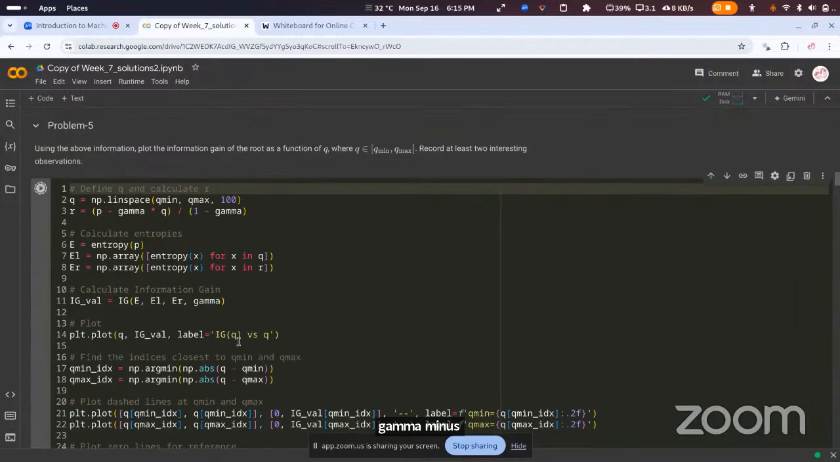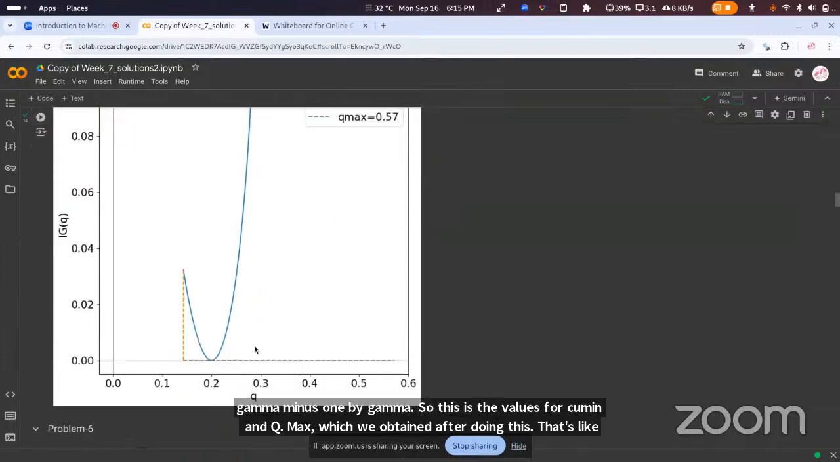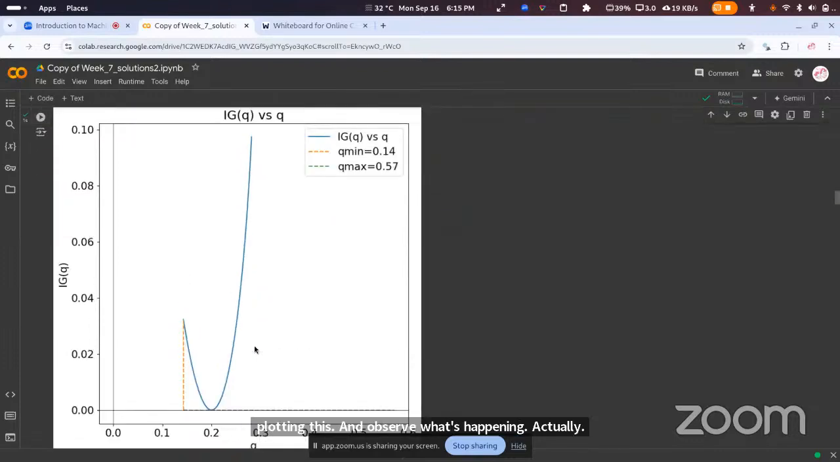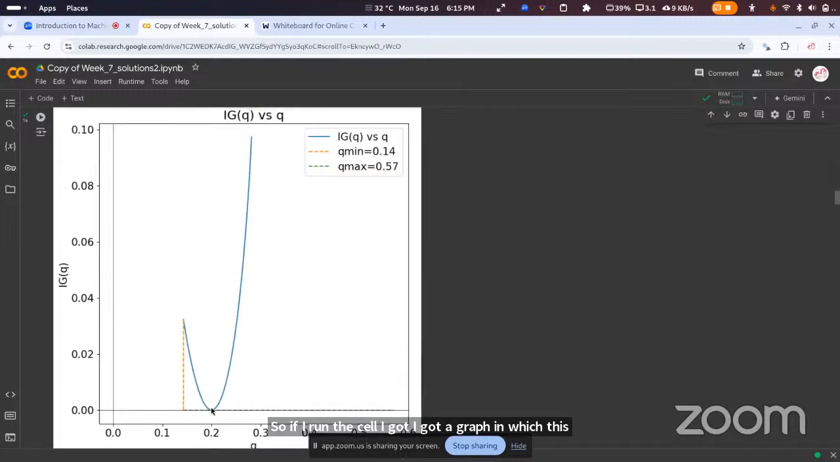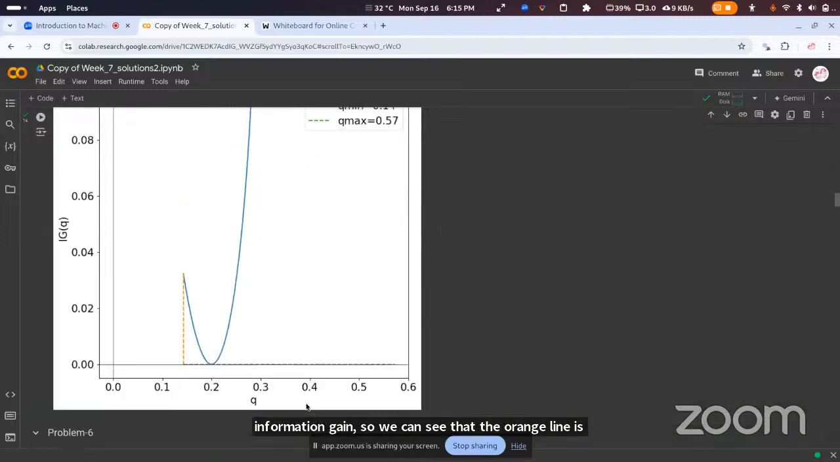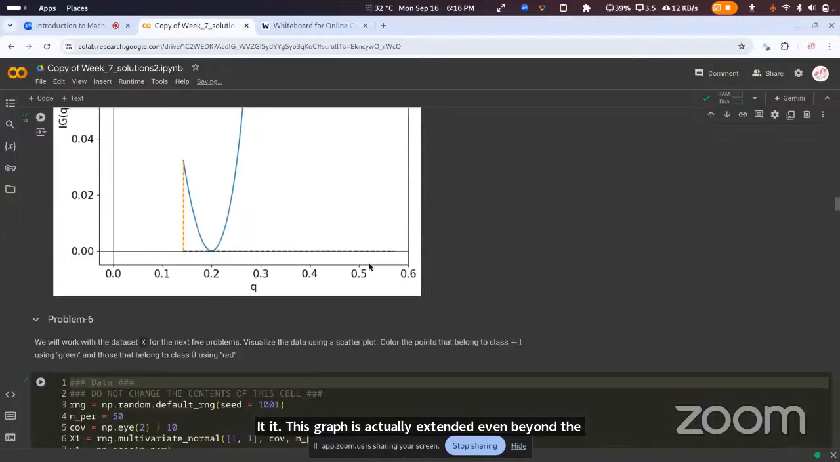Let's try plotting this and observe what's happening. If I run the cell, I get a graph in which this axis has q values and this axis has information gain. We can see that the orange line is q minimum. The q max isn't visible here, but the q max comes around here, that is 0. This graph actually extends even beyond the line, so it's around 0.57.